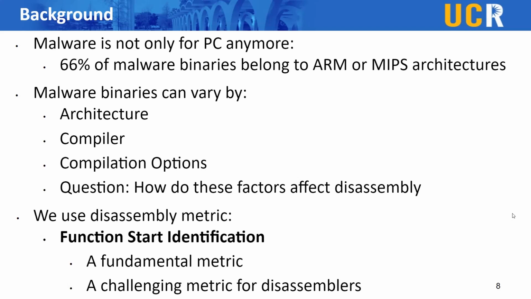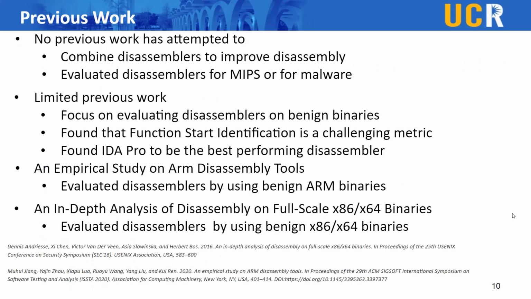And in addition to all of that, we are focusing on the function start identification metric in disassembly. This is because this is a fundamental disassembly metric, as has been noted in previous work. Not only that, previous works have also stated that this is the most challenging metric for disassemblers. So that is why we have chosen to focus on the function start identification metric for disassembly in this work.